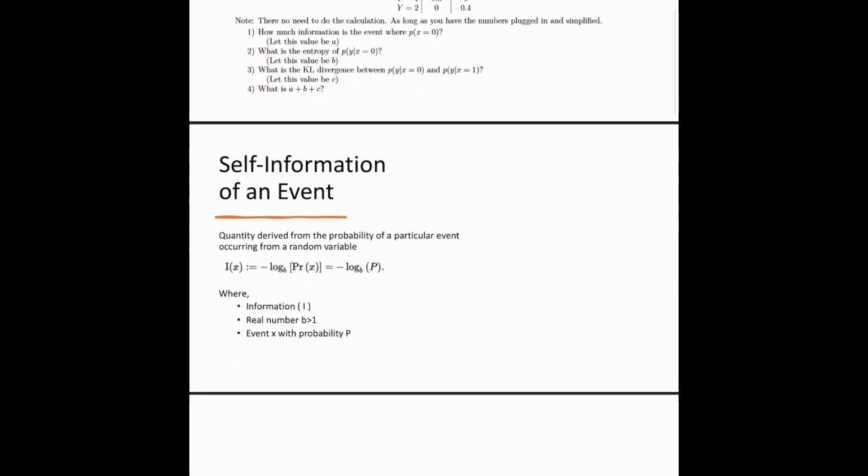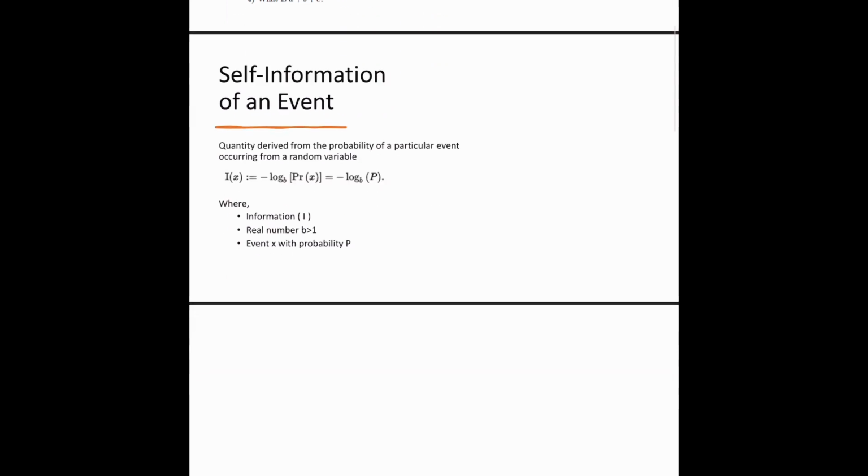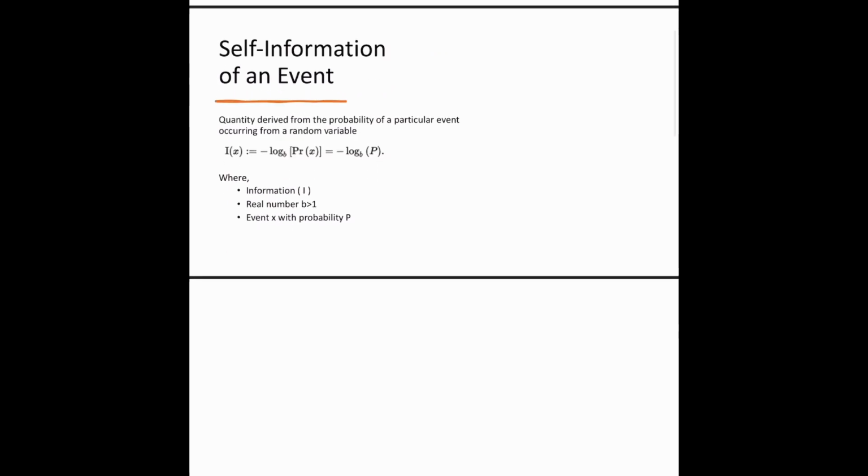So starting with the first question, it says how much information is in the event where p of x is equal to 0. Information of any event is calculated using the formula I of x is equal to minus log of p of x to the base 2. So this is basically the probability of that event x. Now we have to find the information for p of x is equal to 0 to solve this first question.